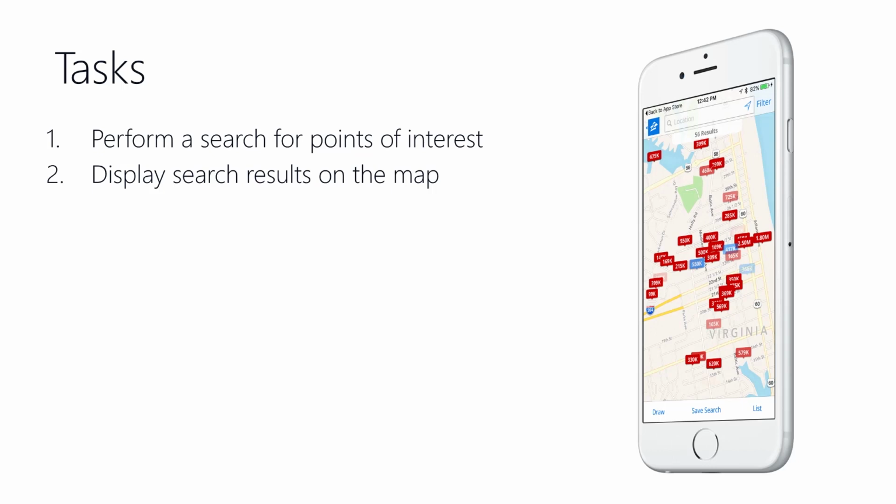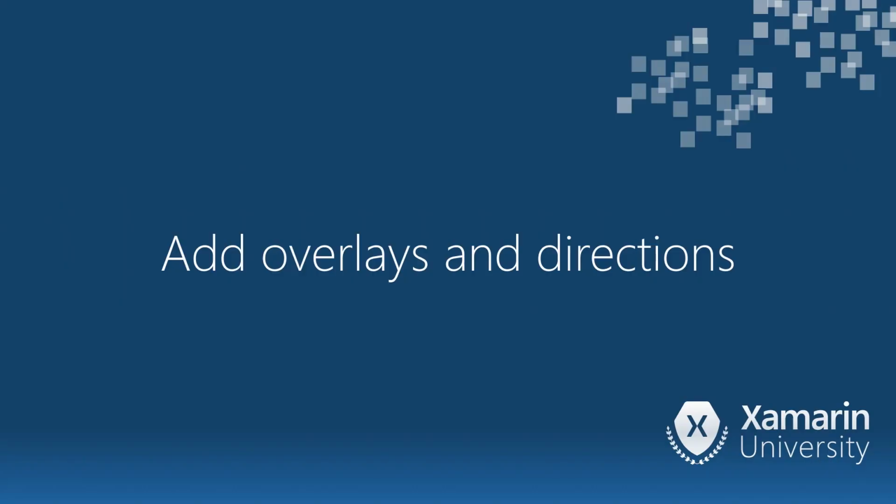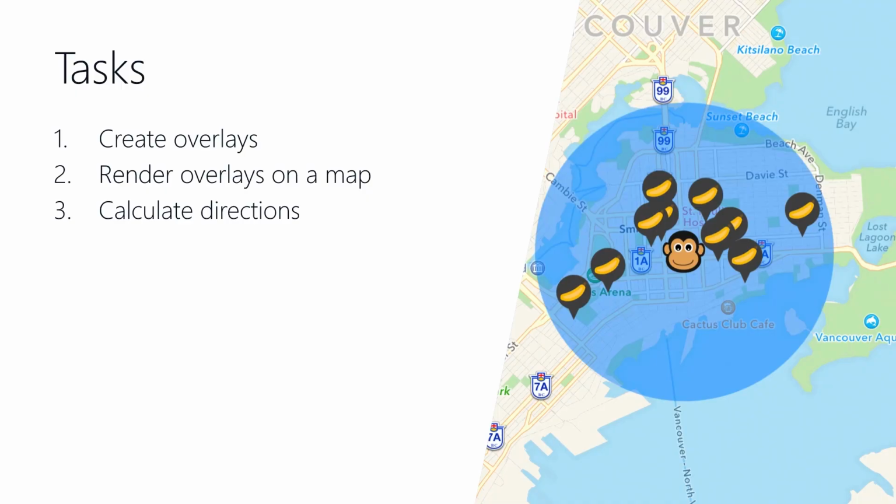So there we saw how we can perform a search for points of interest and display those results on the map. In our final objective, we're going to learn how to add another visual element to the map that's known as an overlay. We'll start by exploring the types of overlays available before walking through the specific steps required to add an overlay to the map. And finally, we'll see how to calculate directions between two locations and then visualize the route.